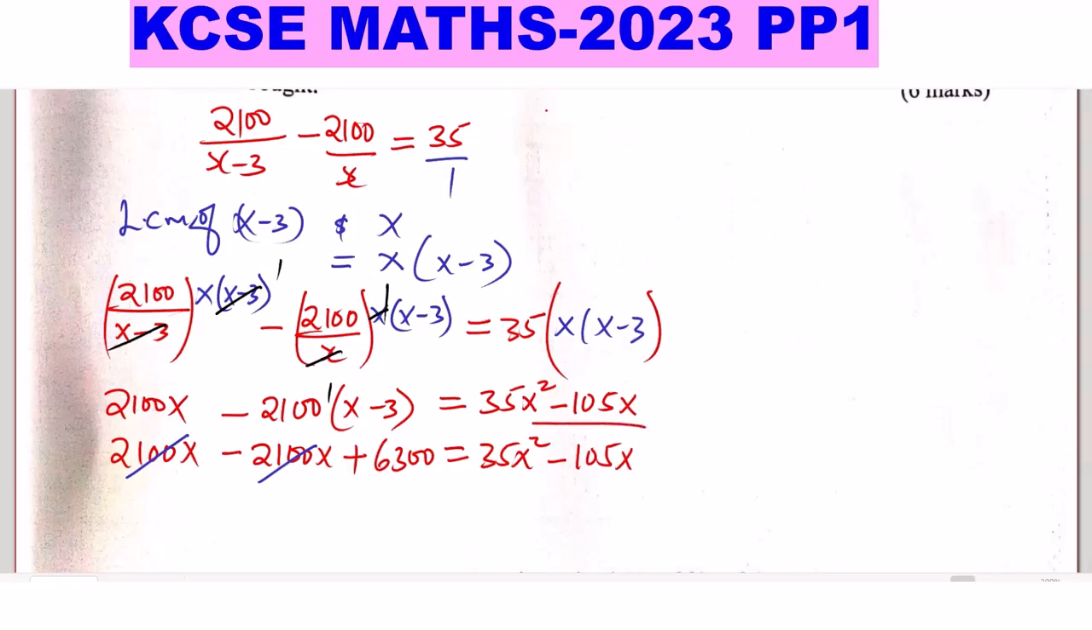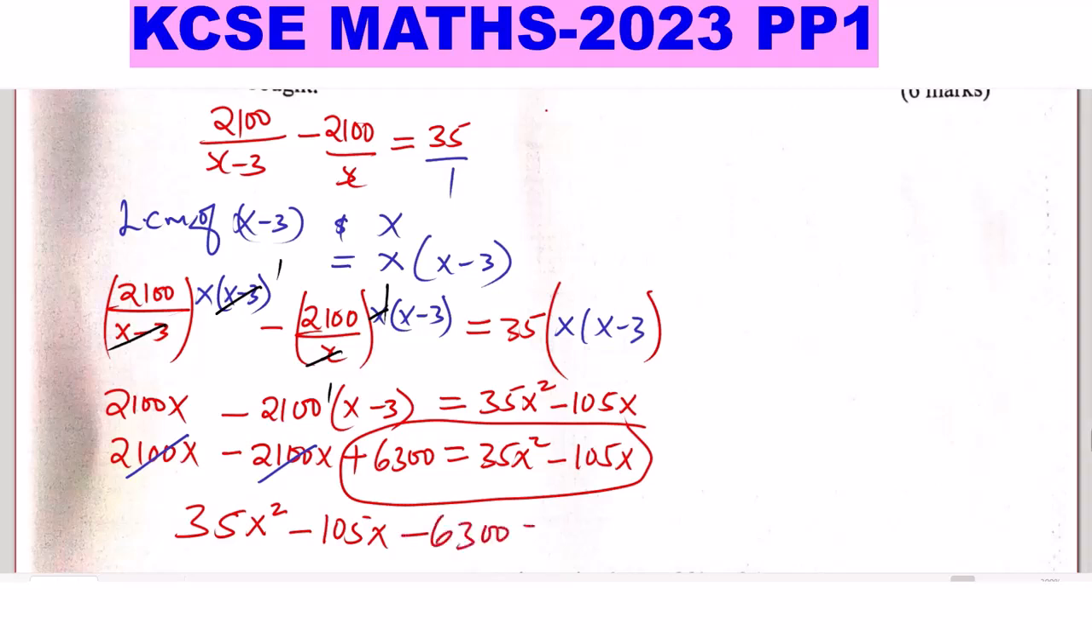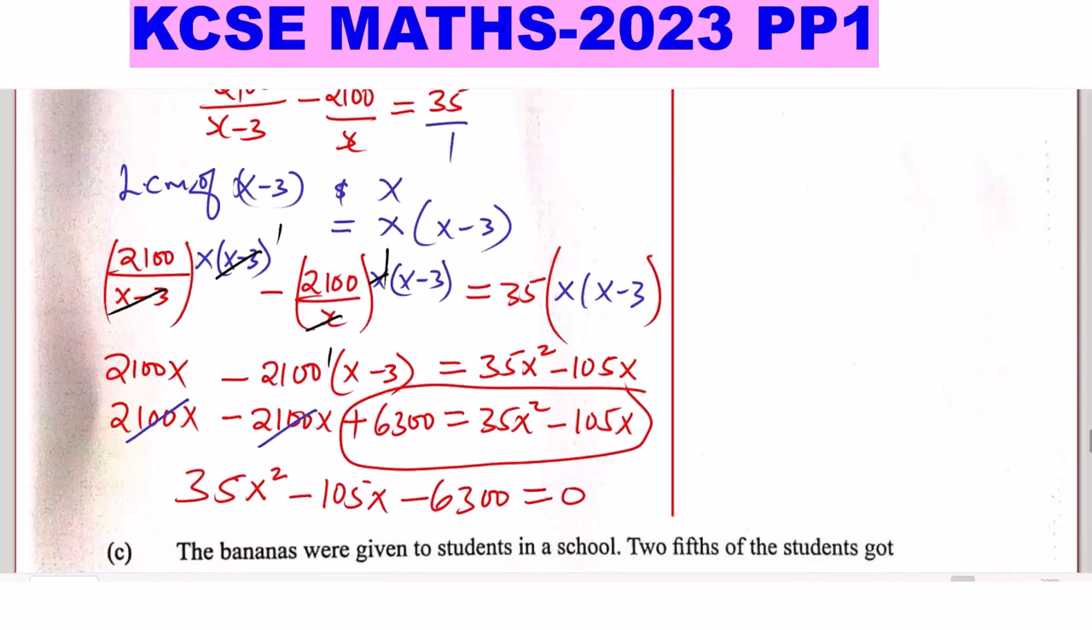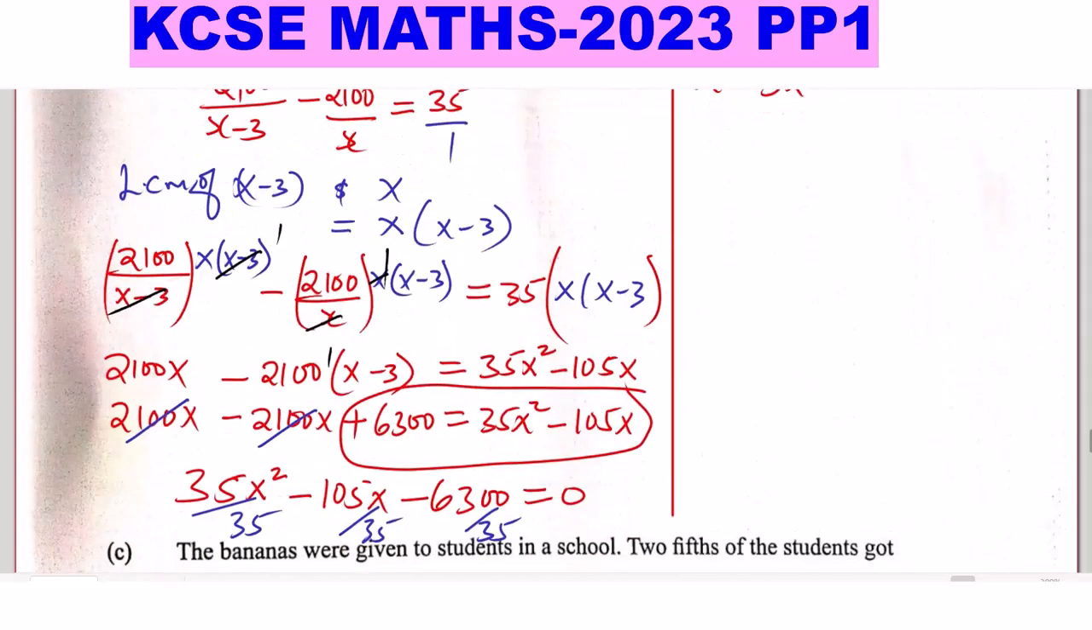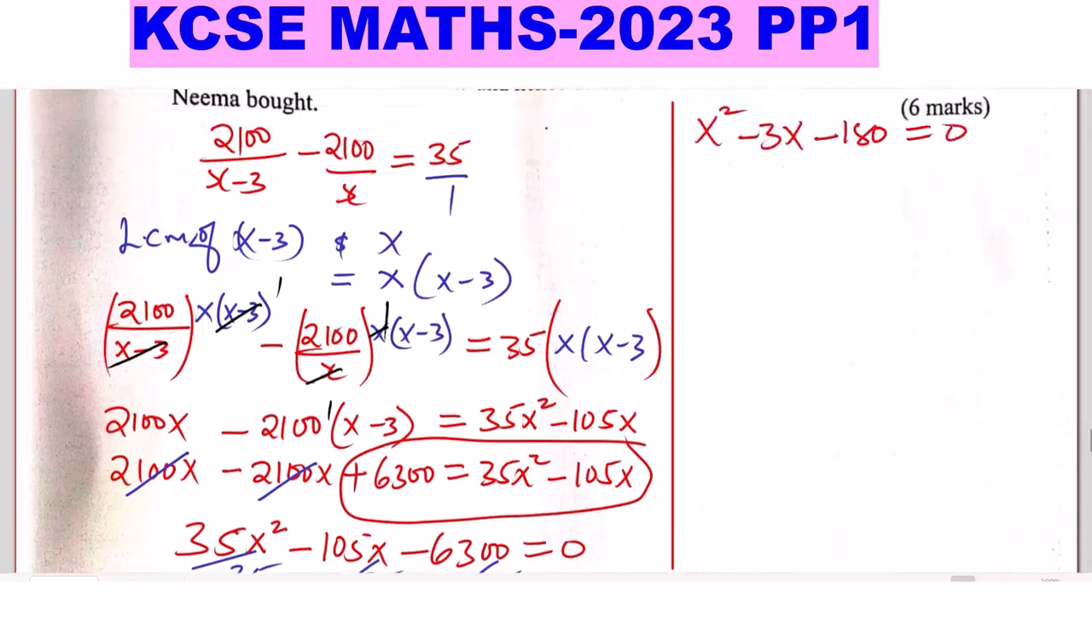You can organize that to form a quadratic equation, and this is what you get: 35X squared minus 105X, and you take 6300 to the right hand side, you get minus 6300 equals 0. So you can simplify this by dividing all these terms by 35. Divide everything by 35, and this one will give X squared minus 3X minus 6300 divided by 35, that will give 180, minus 180 equals 0. Now this one is a quadratic equation. You can use the quadratic formula or factorization.